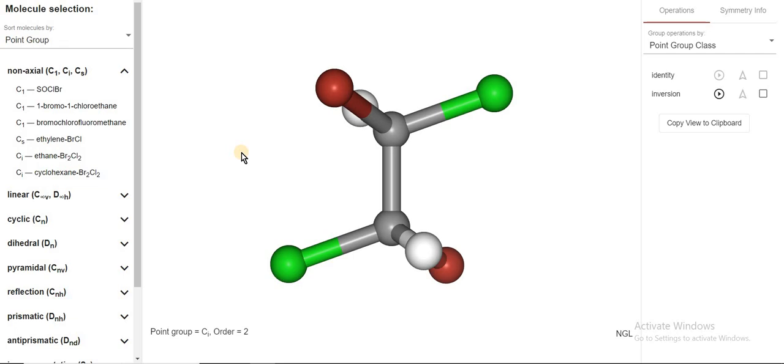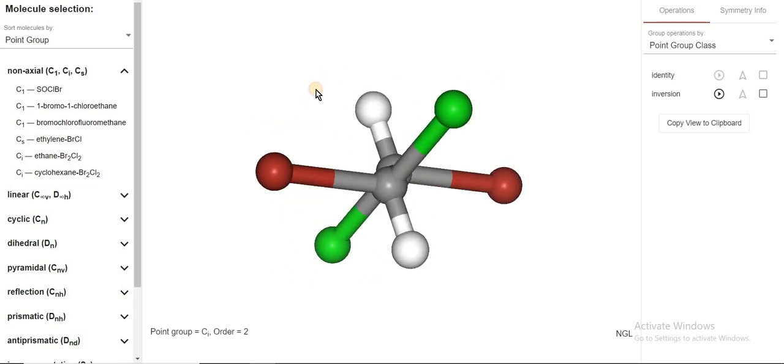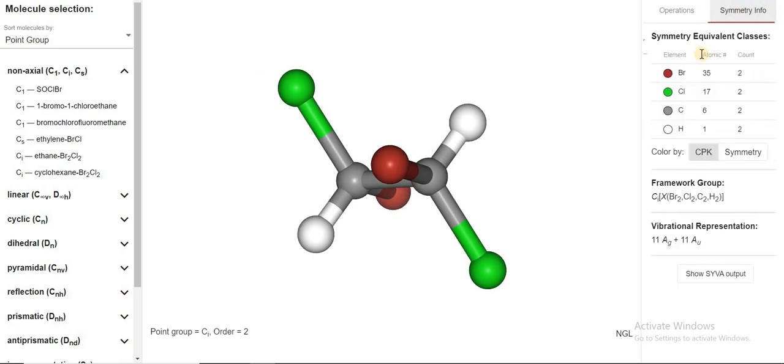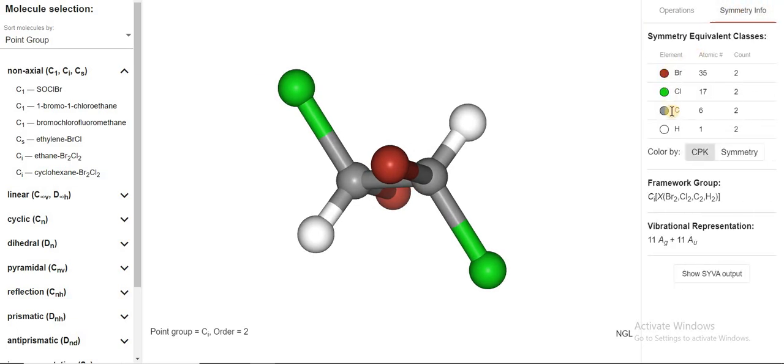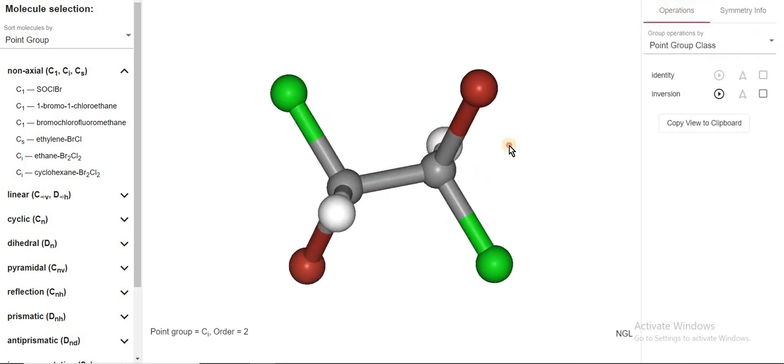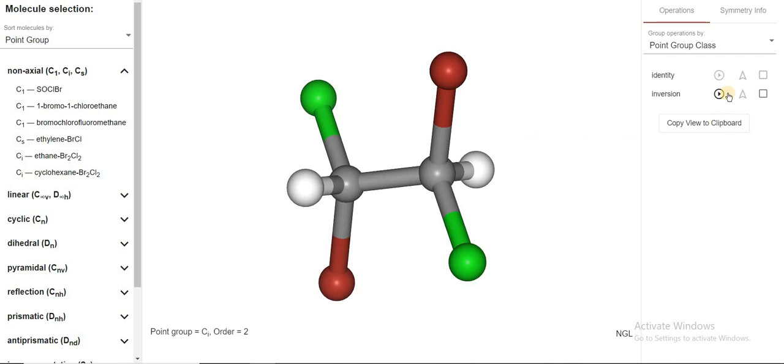Now coming to the Ci point group. This is an ethane, C2H2Br2Cl2 molecule. This looks like this: Br, Cl and carbon atom. This molecule also has only 2 symmetry elements. One is identity and the other one is the inversion center. So let's see the operation of the inversion center.